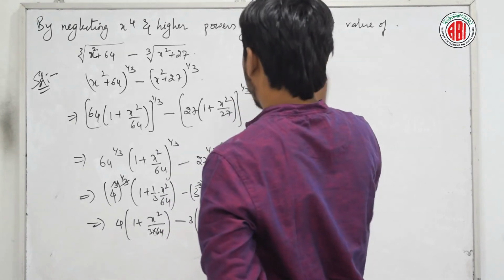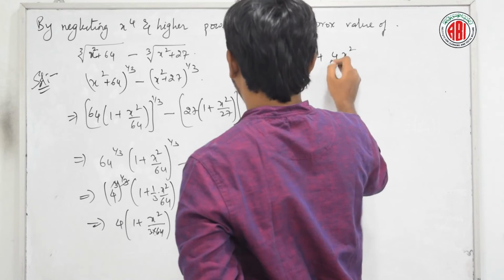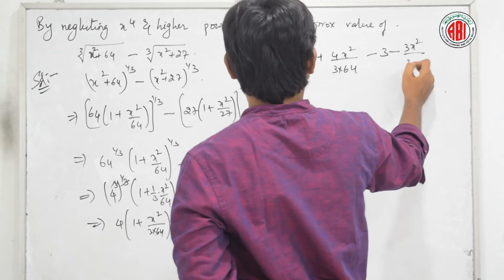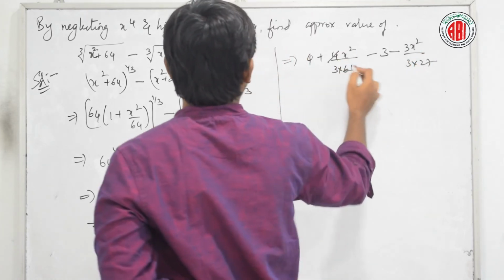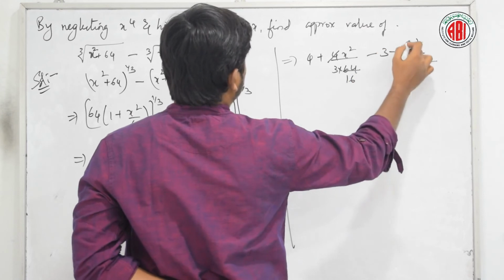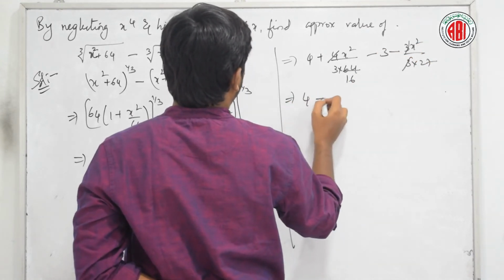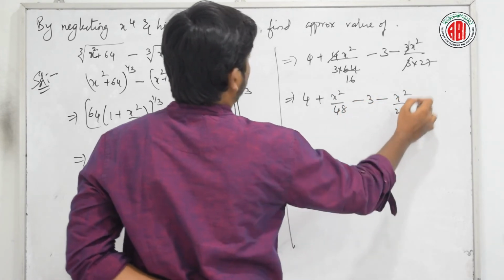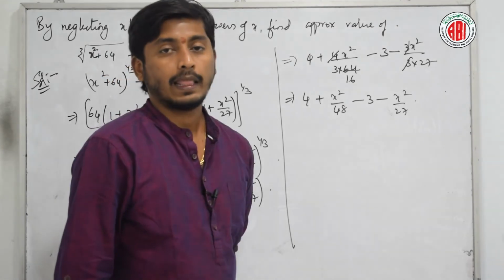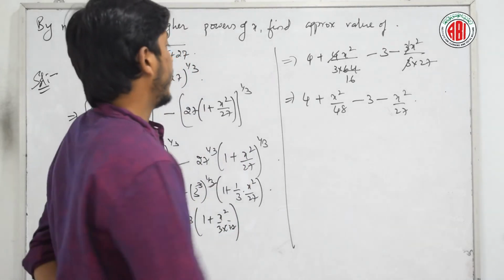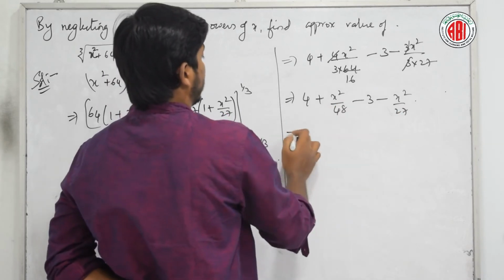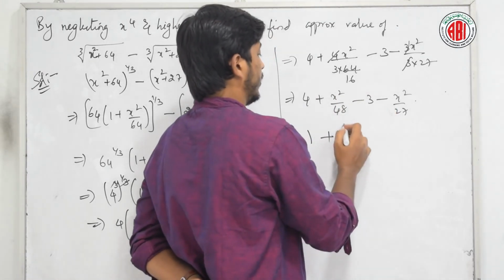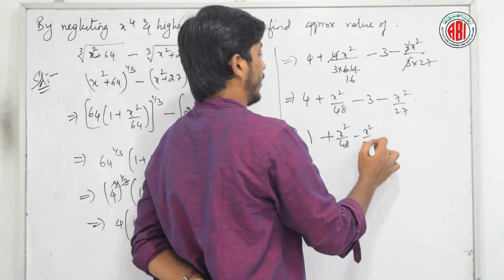Okay. Now if I multiply, this will be 4 + 4x²/(3×64) minus 3 − 3x²/(3×27). The 3s cancel and 4 over 64 is 1/16, so 4 + x²/48 − 3 − x²/27. Isn't it? Now we can just simplify this. 4 minus 3 is 1, plus x²/48 minus x²/27.